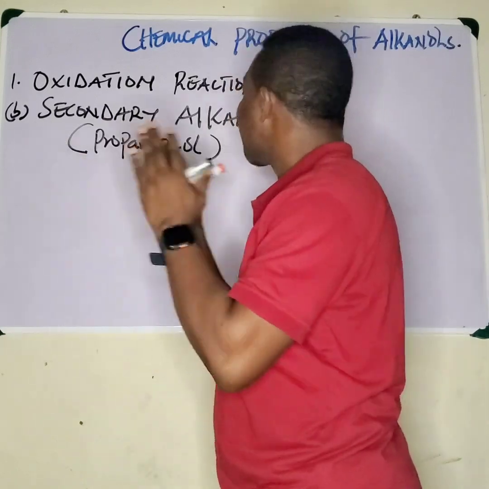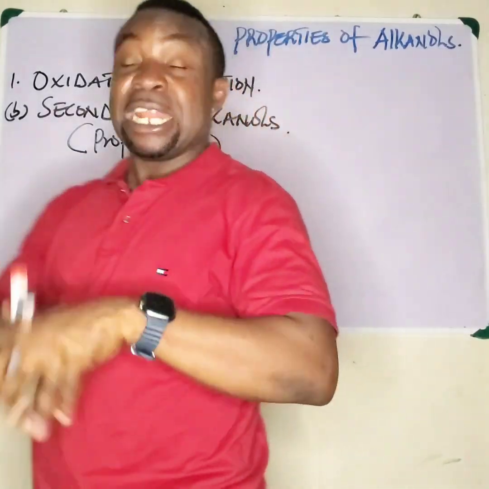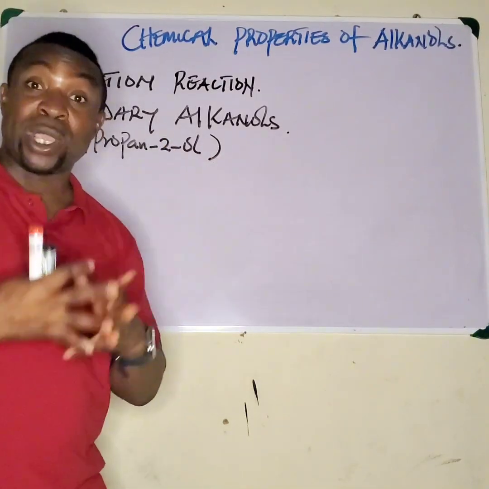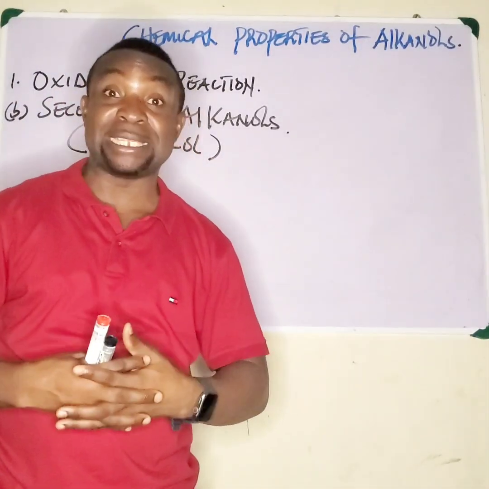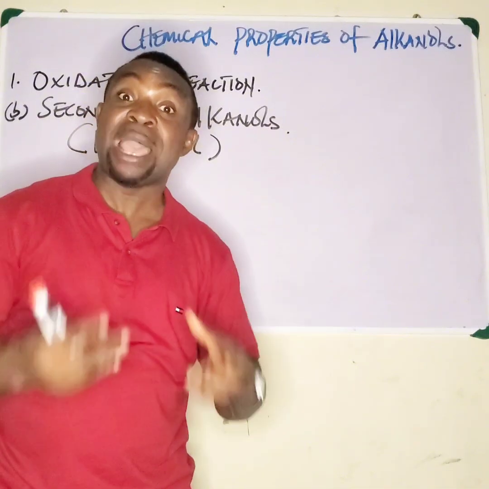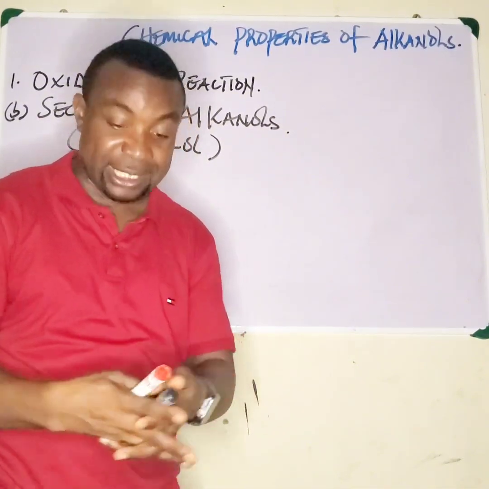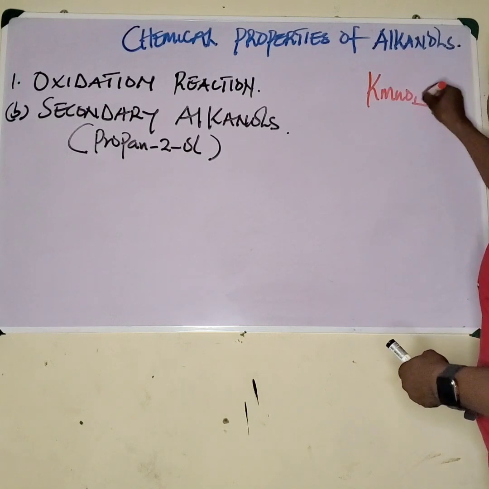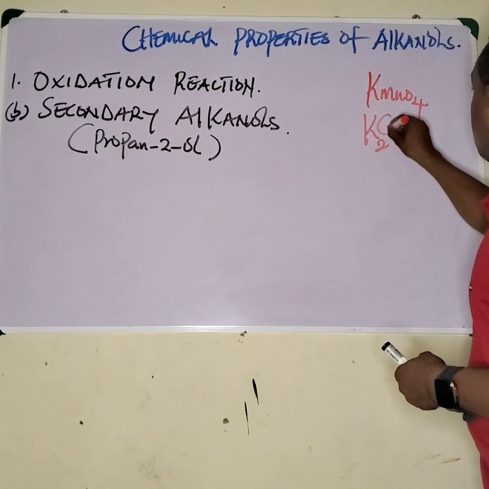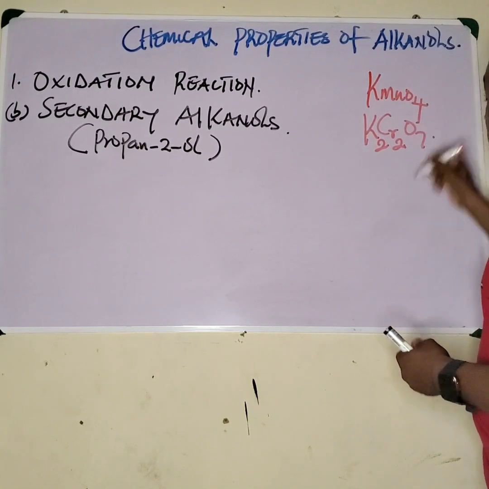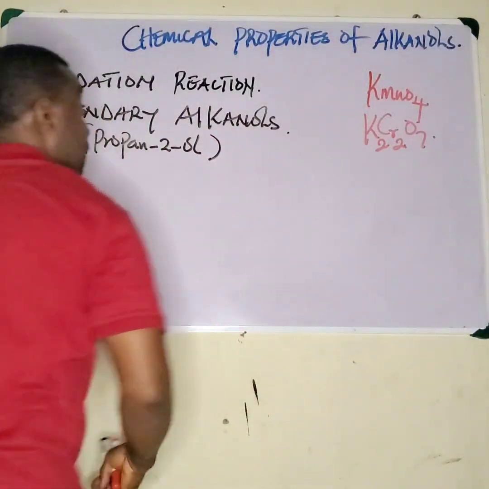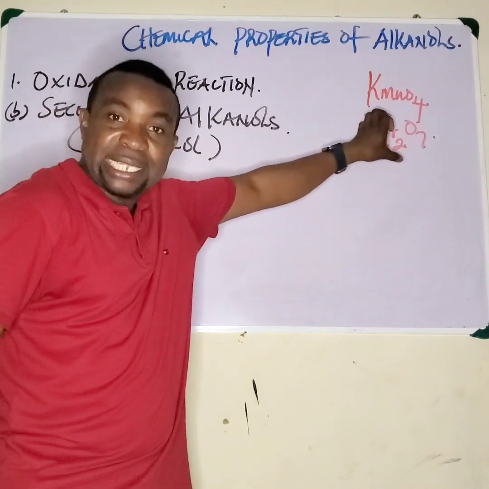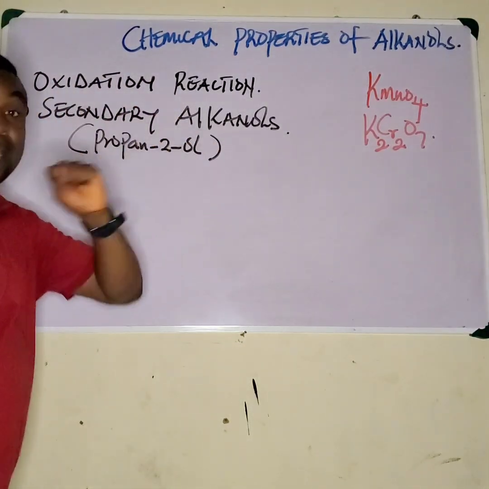And today we have secondary alkanols. Let us see the behavior of secondary alkanols when they are oxidized with either potassium tetraoxomanganate 7 or potassium heptaoxodichromate 6, which are KMnO4 or K2Cr2O7. Let's see the behavior of this strong oxidizing agent, acidified strong oxidizing agent, with secondary alkanols.